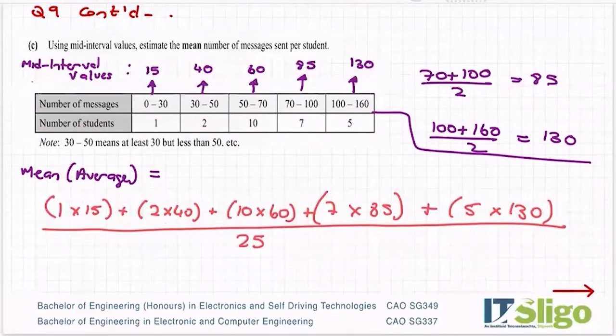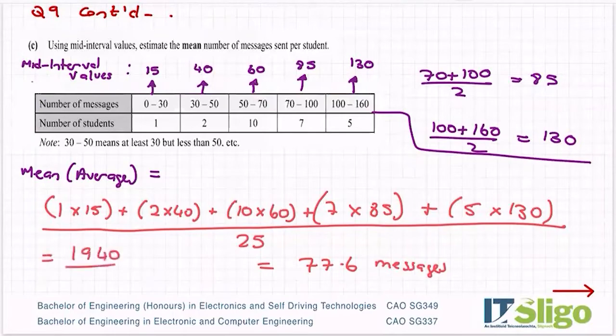That's what I'm putting into my calculator. Okay, so hit the fraction button. 15 plus 2 40s are 80 plus 10 6s are 600 plus 7 by 85 plus 5 by 130. So when I put all of that into the calculator, I get 77.6 messages. Okay, so 1940 over 25 is what I got, which works out to be 77.6 messages. Okay, so really important to be able to do mid-interval values at higher level junior cert.